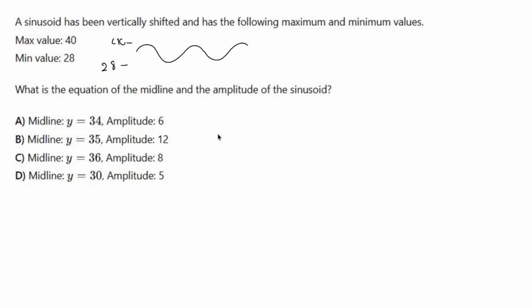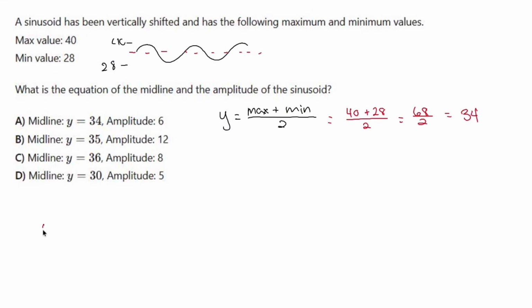Well, the equation for the midline is given as y equals, because it is an equation, y equals your maximum value plus your minimum value, divided by 2. The midline is the line that directly cuts your sinusoid in half. You can think of it as the average. So my maximum value is 40, my minimum value is 28, divided by 2. We add those up to get 68, and 68 divided by 2 is 34. So my midline is the equation y equals 34.